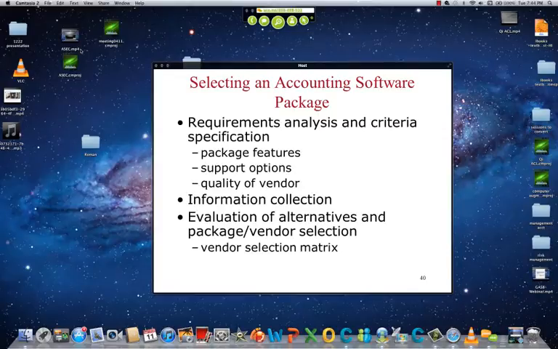So first you have basically requirements. You think: what do I want from this? What are my requirements? Then you try to collect information about the software. You go online, there are special forums. You talk to people in other industries or in the same industry. So you learn about what things are there and what the advantages and disadvantages are. Finally, you create something called a vendor selection matrix to make your choice.